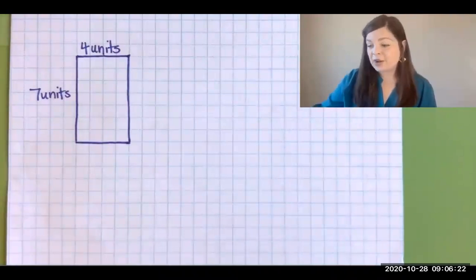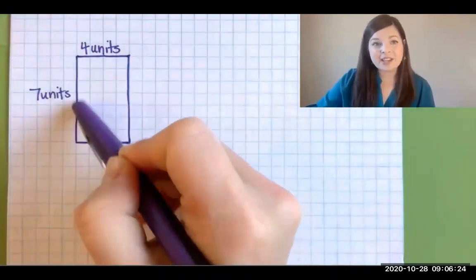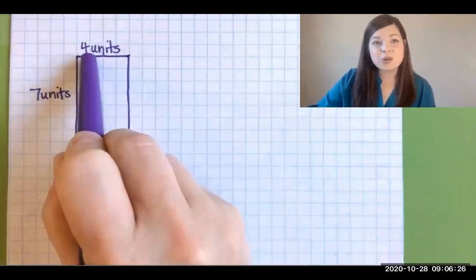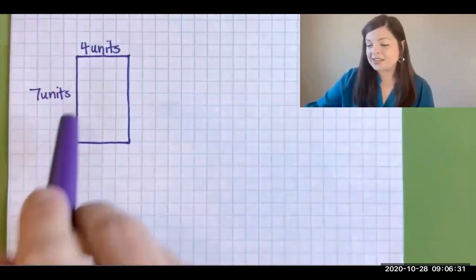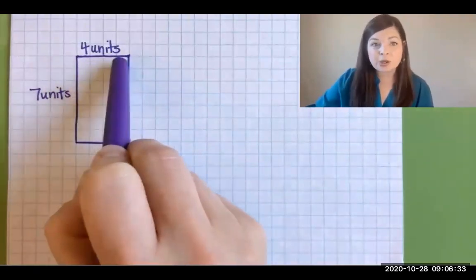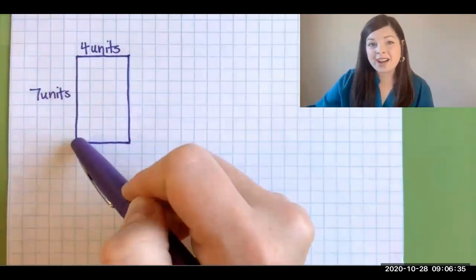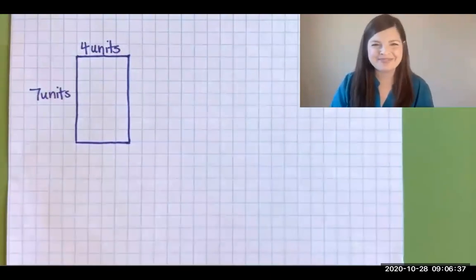We typically call the longer side of a rectangle the length and the shorter side the width, but it really doesn't matter. If I were to say that this rectangle was 4 units long and 7 units wide, that would also be correct. Now, what do you notice about this rectangle? Pause the video to say what you notice.